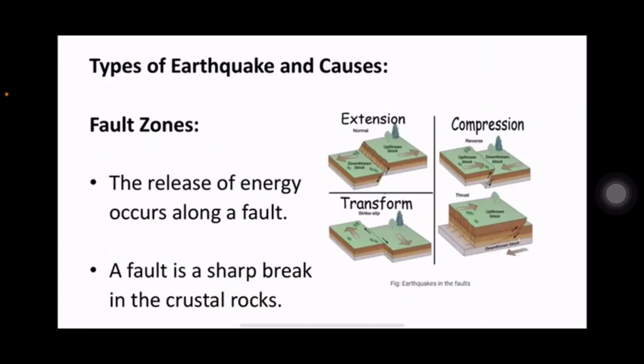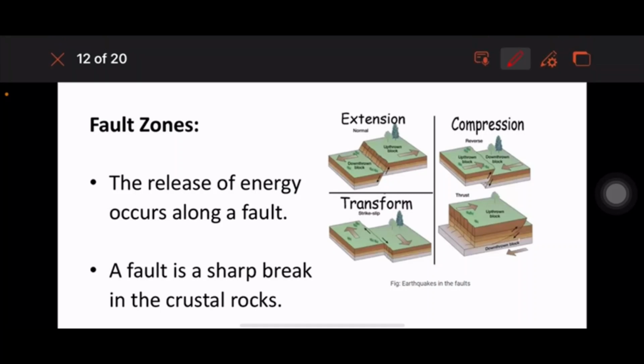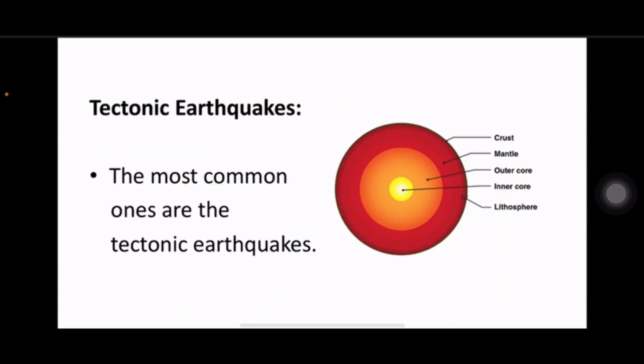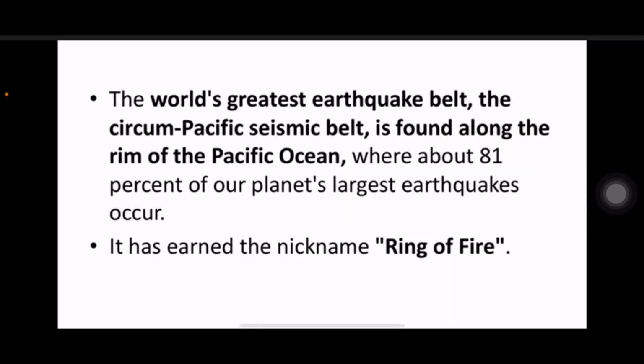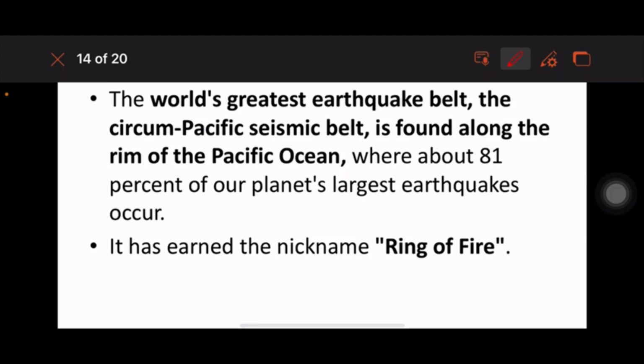Types of earthquakes: we have the fault zone type, where the release of energy occurs along the fault. A fault means a sharp break in the crustal rocks. And tectonic earthquakes, which are the common ones. The world's greatest earthquake belt, the circum-Pacific seismic belt, is found along the rim of the Pacific Ocean.